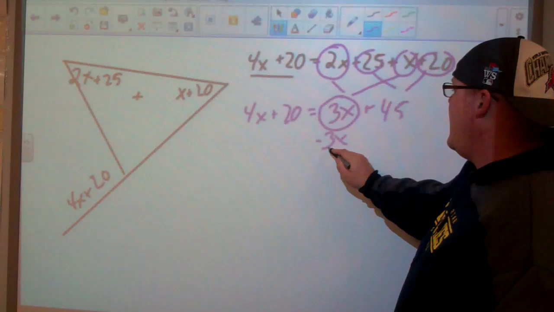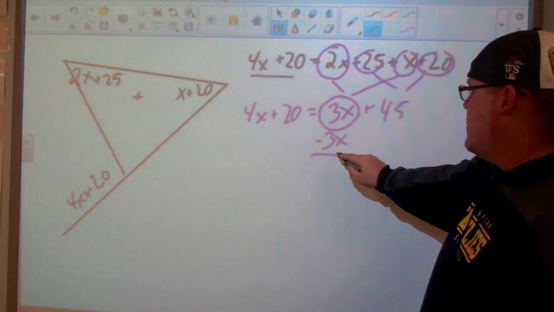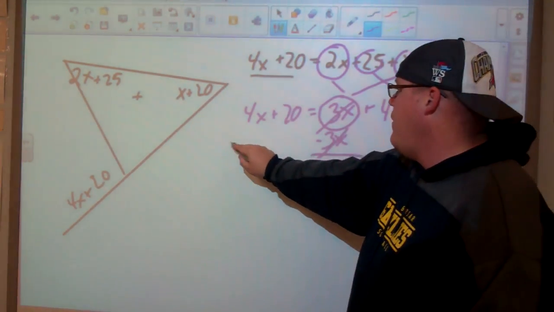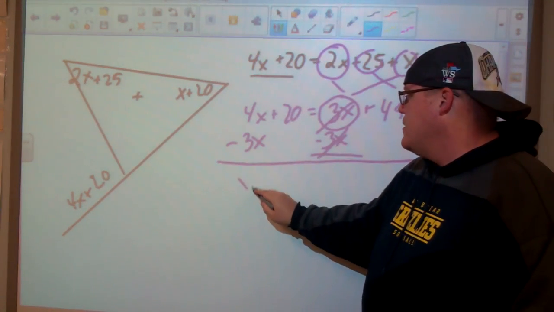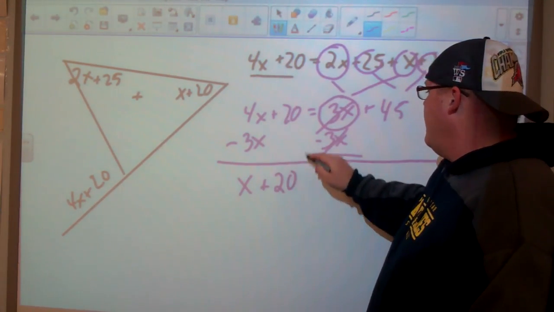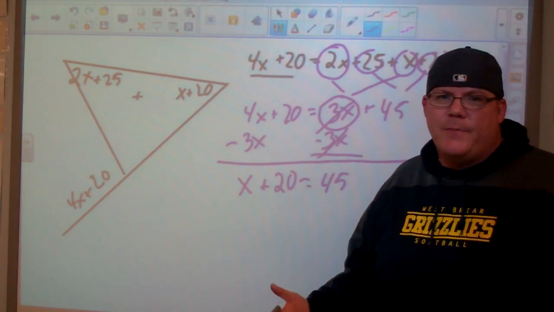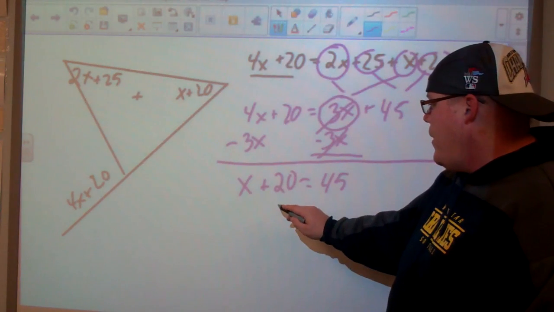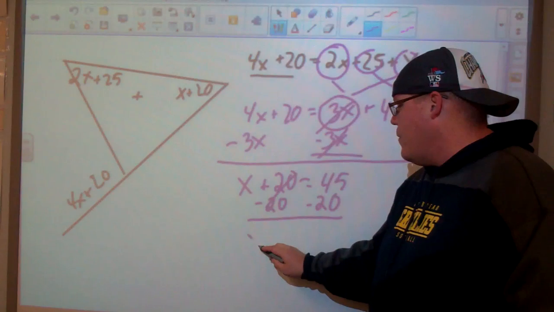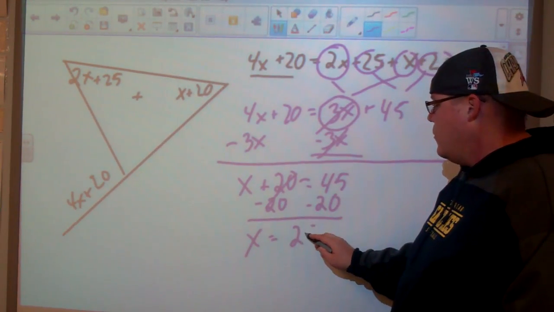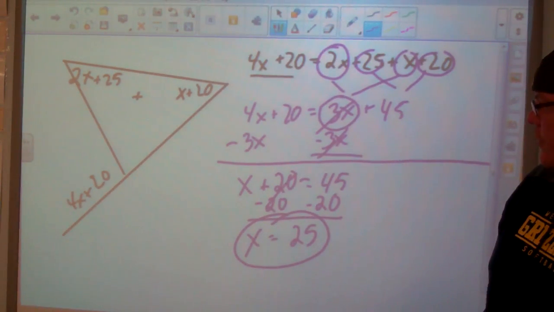I'm going to subtract the exact value. Inverse is the exact opposite. So if I have a positive 3x, I'm going to subtract 3x. They'll cancel each other out. I'm going to write down what's left: 4x minus 3x is x plus 20 equals 45. Well, I need to get x by itself, so I have one more step. This is a positive 20, so I'm going to subtract 20. Those cancel each other out. Write down what's remaining: x equals 25. So in this situation, the value of x is 25.